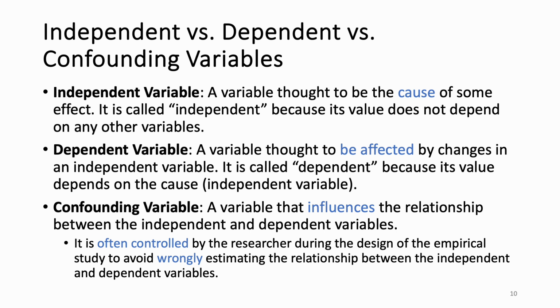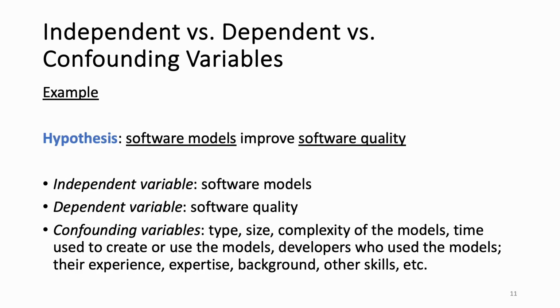And last, we can have confounding variables. These variables influence or affect the relationship between the independent and the dependent variables. And these confounding variables are often controlled by the researchers, because if you don't do that, you will make wrong estimations of the relationship between the independent and the dependent variables. So let's see some examples of these independent, dependent, and confounding variables.